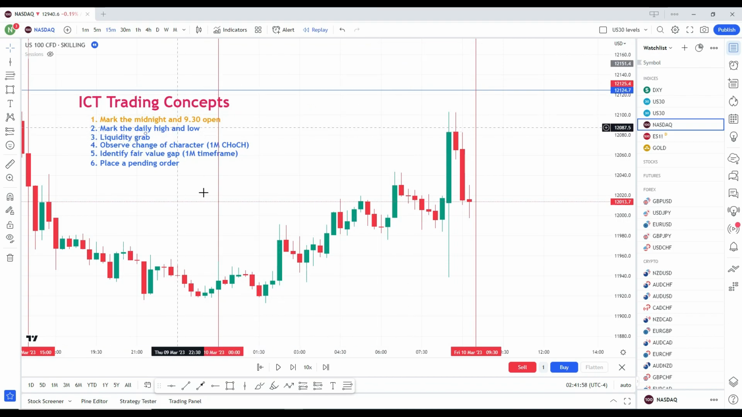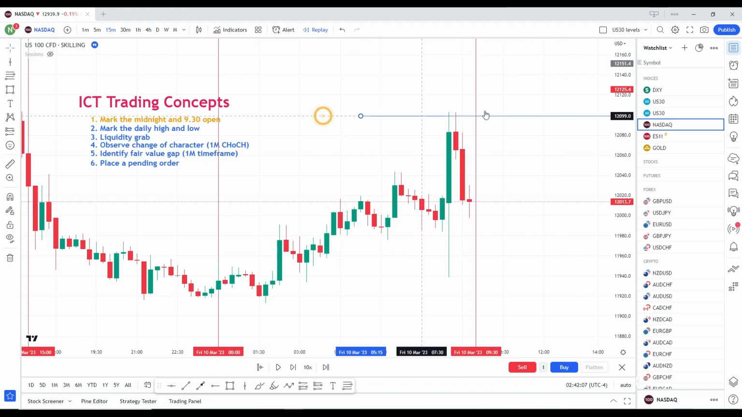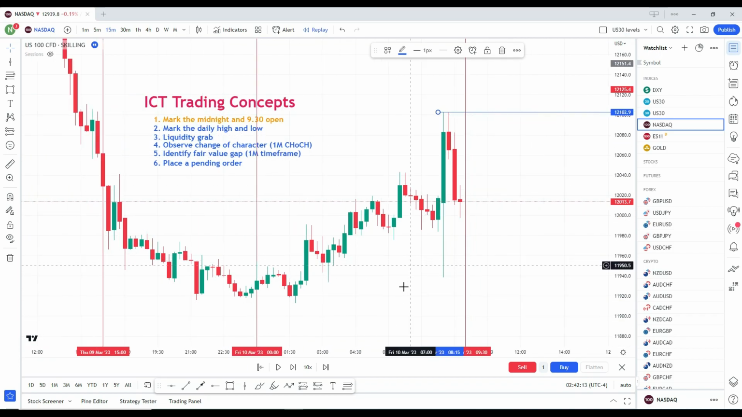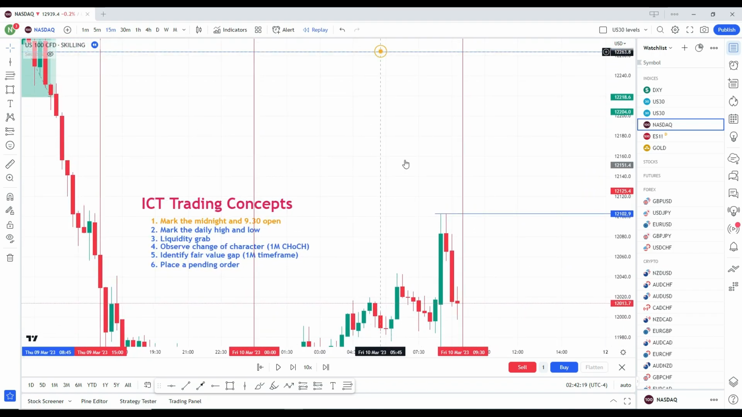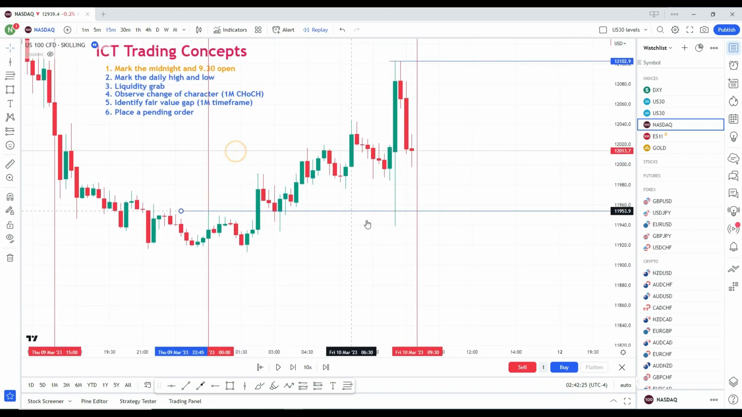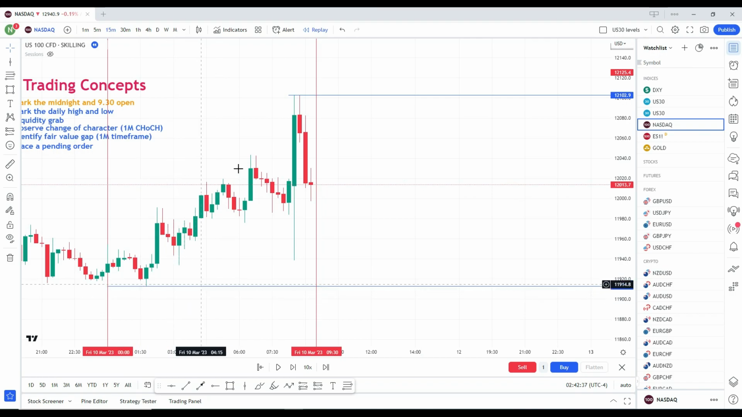Let's mark the daily high and daily low. I'll move this line here. So our daily high is here. Our daily low, that was our daily low. Go and move this one as well. So our daily high and daily low, you establish them within this midnight and 9:30, any of the lowest levels and the highest levels within this range.